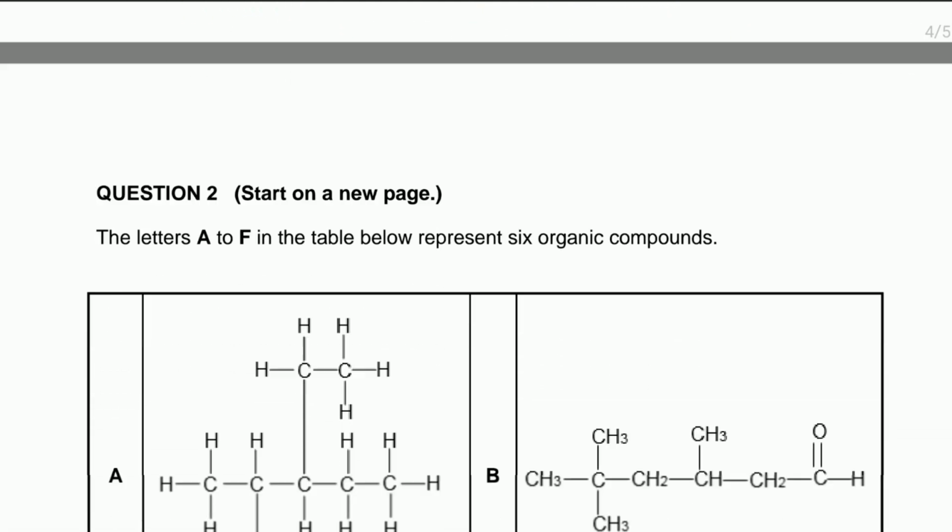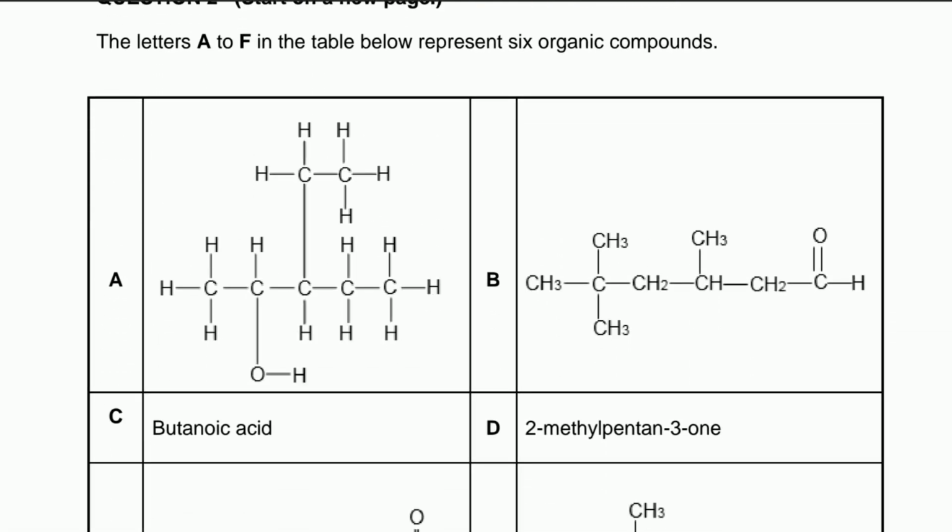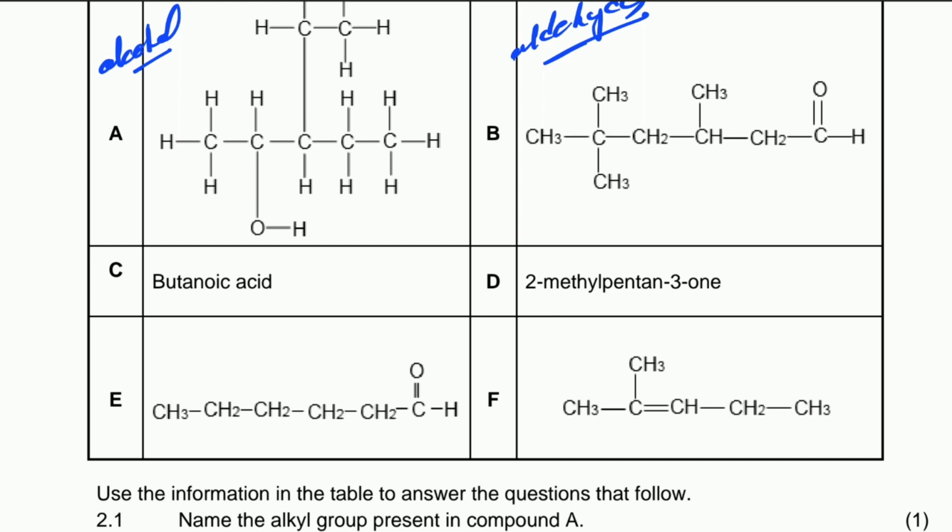Let's go to question 2, and it's going to be the last question of this video. They say the letters A to F in the table below represent 6 organic compounds. Personally, I tell my learners to identify the compounds first. You can see that A is an alcohol, B is an aldehyde, and C is a carboxylic acid. I like to do this because it will help you. This one is a ketone. How do I identify? You can see the name or the functional group.